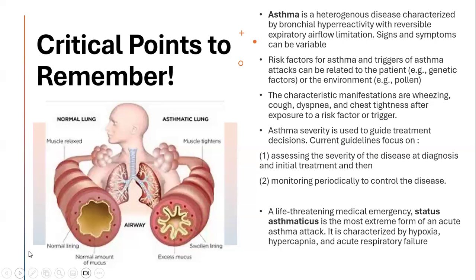Also, asthma, if not treated correctly, can develop into a life threatening medical emergency, which is status asthmaticus. This is the most extreme form of an acute asthma attack, and it is characterized by hypoxia, hypercapnia, and acute respiratory failure. So it is really important for you to understand the critical points of asthma, the management, and how to prevent it from becoming more severe and developing into life-threatening conditions.